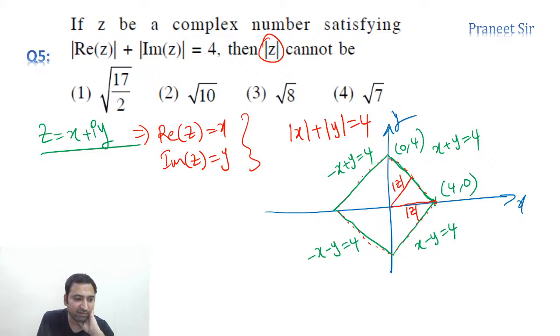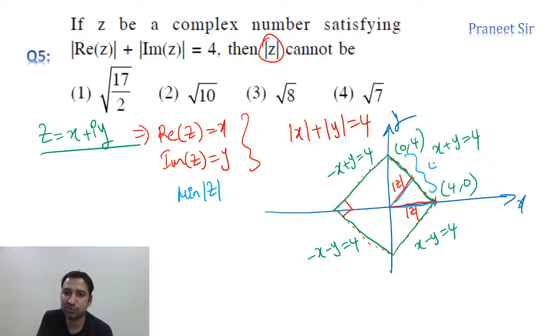Everyone understood this? Yes, exactly. We are getting a square, guys. This is a square, not a rhombus. So this is the minimum and this is the maximum. Minimum value of mod Z is how much? Half of the side only, guys. The side is how much? Total this length is 4 root 2. Half of this is 2 root 2 only. So minimum of mod Z is 2 root 2.